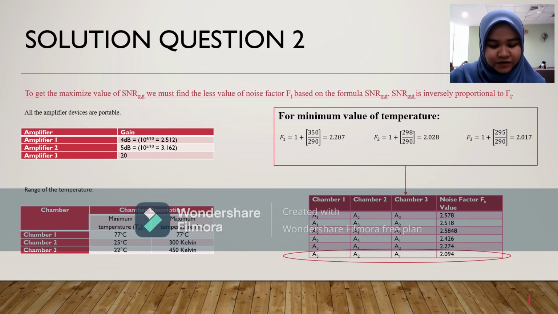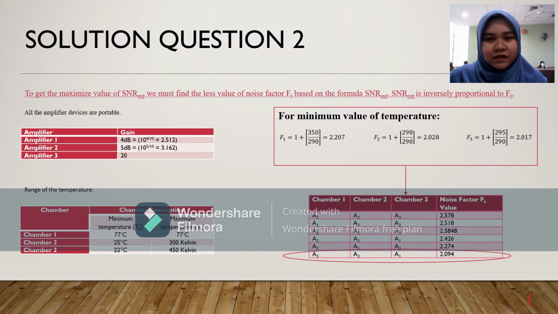The question is, without considering the mentioned conditions and limitations, what could you propose to further enhance the output SNR? To maximize the value of SNR out, we must find the lowest value of noise factor based on the formula of SNR out. Basically, SNR out is inversely proportional to the noise factor, or Ft. Based on the data given, we have the gain for amplifier 1, 2, and 3, and the minimum and maximum temperatures for the three chambers.